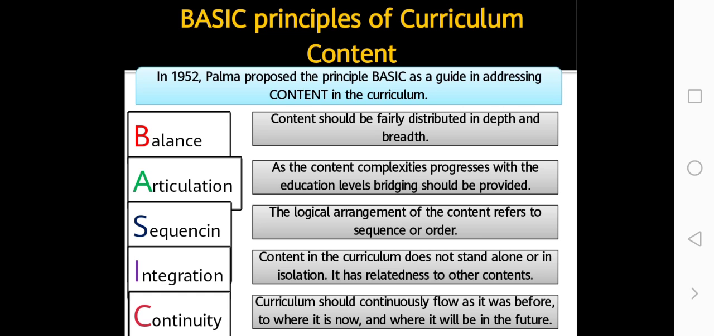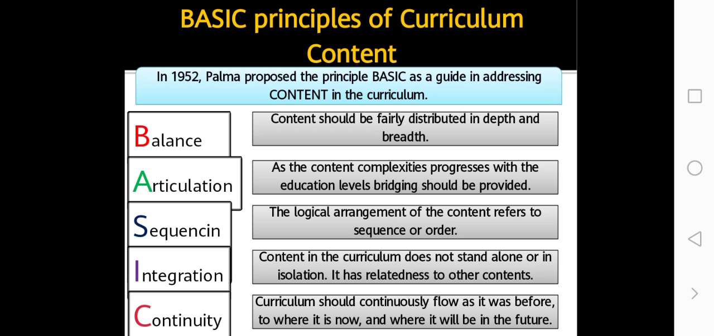Next, integration. Content in the curriculum does not stand alone or in isolation. It has some ways of relatedness or connectedness to other contents. Contents should be infused in other disciplines whenever possible. This will provide a holistic or unified view of the curriculum instead of segmentation. Contents which can be integrated to other disciplines acquire a higher premium than when isolated.